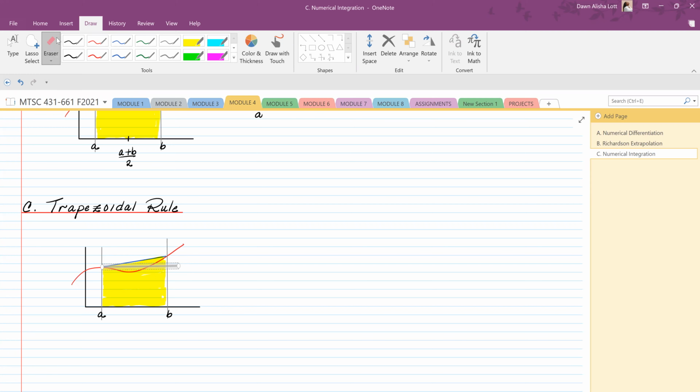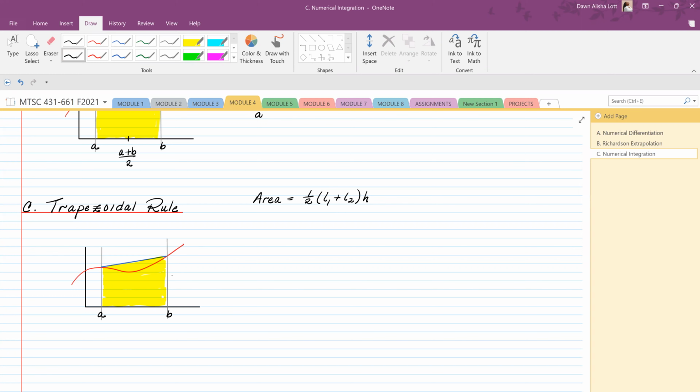So the area of the trapezoid, oh, I don't even need to draw that line. Let me just forget it and skip all that extra stuff. Okay, so the area of a trapezoid is 1/2 (L1 plus L2) times h, where L1 and L2 are the different heights, or the lengths.